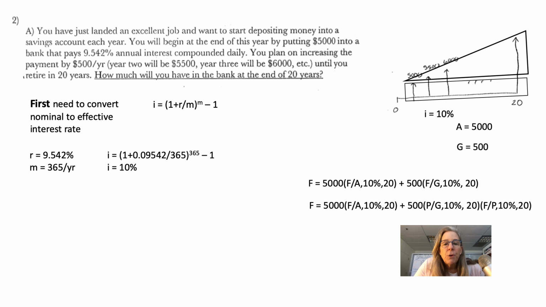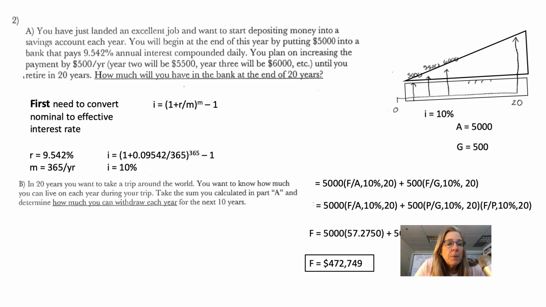So I'm going to be using two factors here. One, first of all, I take this whole gradient back to time period 0 by getting a P, and then I bring it to the future value by multiplying that by an F given P. And then I look up those factors and I get a value of $472,749.